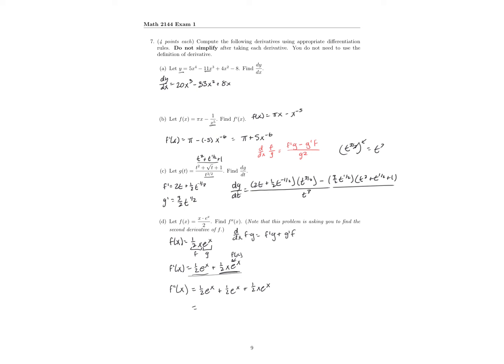We can add the 1/2s together here to get just e to the x, and then leave this last term here. So our final derivative, our second derivative of the function here, is going to be e to the x plus 1/2 x e to the x. And there you go.